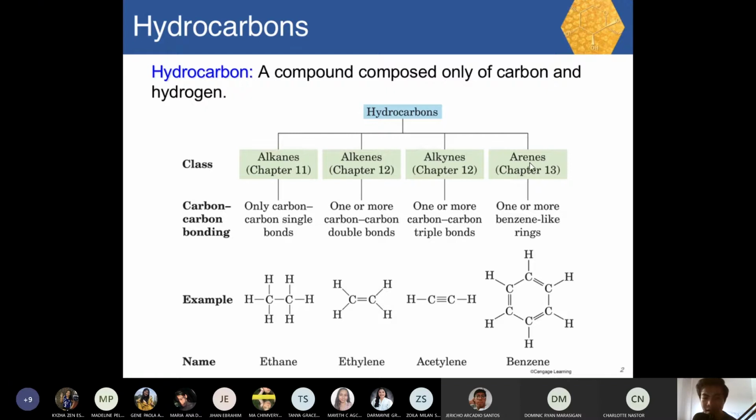Then we have these arenes. So, what are arenes? Yung arenes, ito ay group ng hydrocarbon in which your carbon is usually in a hexagonal form. So, naka-hexagon yan, in which the double bonds of carbon are alternating. So, you have your double bond here, wala dito, double bond doon, wala dito, double bond doon. This example of arene is what's called the benzene.